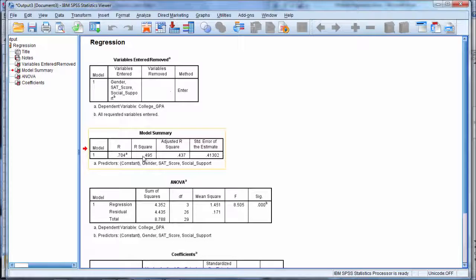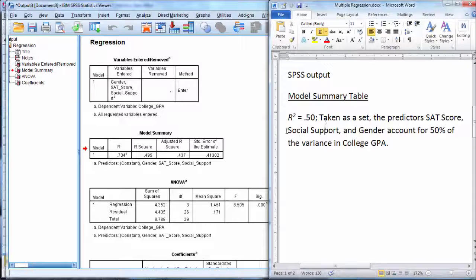R-squared, if I round this to 2 decimal places and then convert it to a percentage, would round to 0.50 or 50%. I could interpret R-squared as follows. R-squared once again is equal to 0.50, and taken as a set, the predictors, SAT score, social support, and gender, account for 50% of the variance in college GPA.